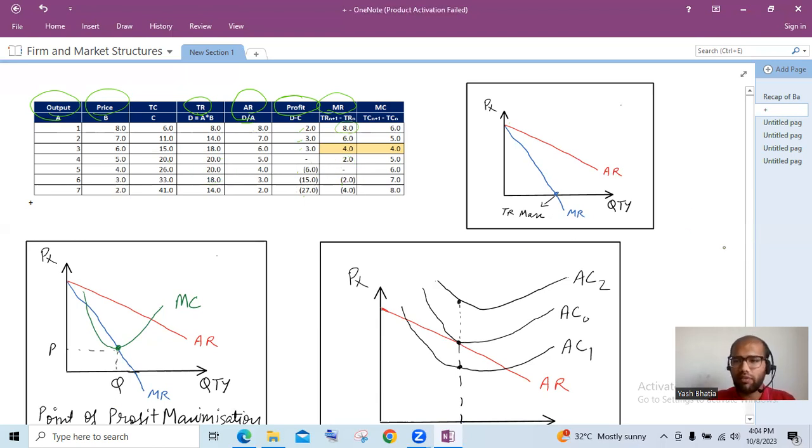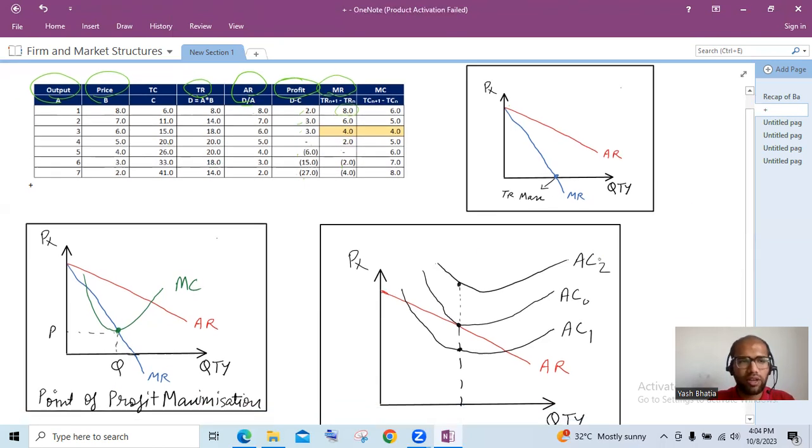Okay, now let's have a look at the relationship between MR and MC. You see in the highlighted cells here, when MR is equal to MC, then our profit is maximum at 3 per unit. Again, I agree that profit is 3 here also, but we also need to ensure that we are producing at the maximum quantity possible. So at quantity 3, when MR is equal to MC, our profit is maximum at 3 rupees per unit.